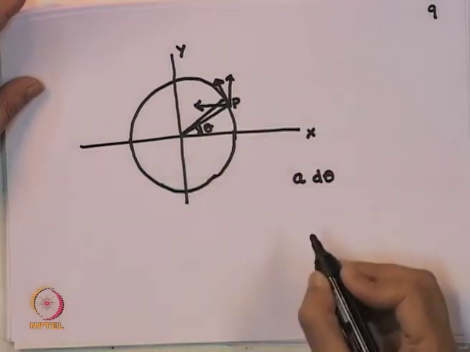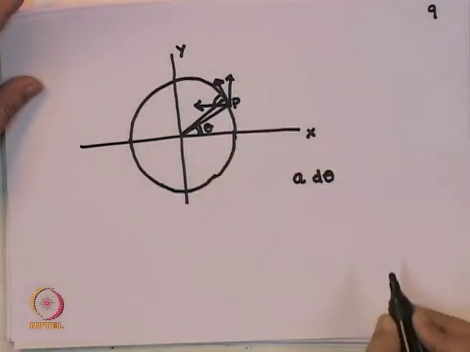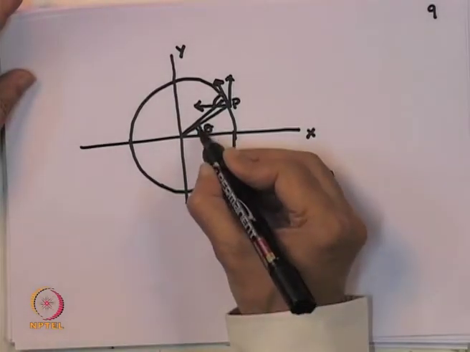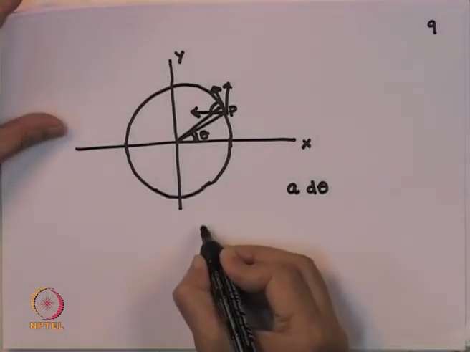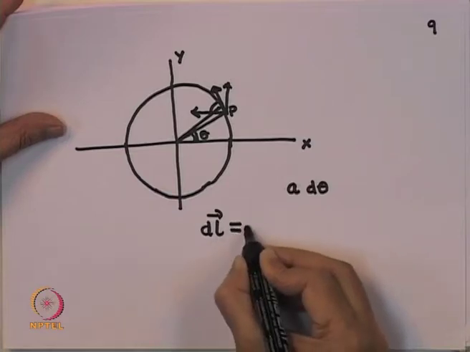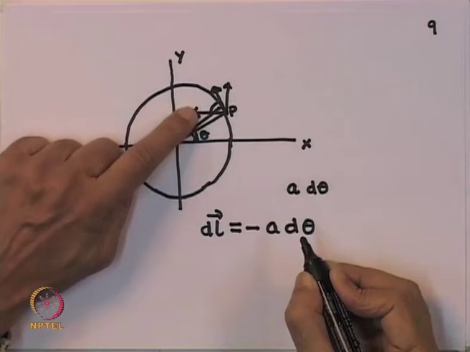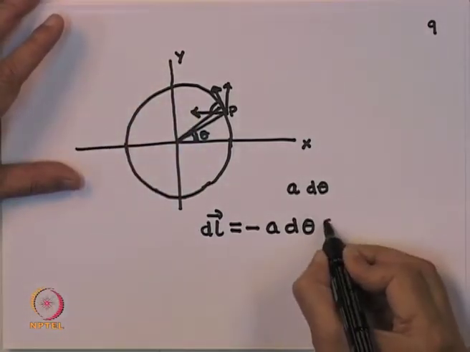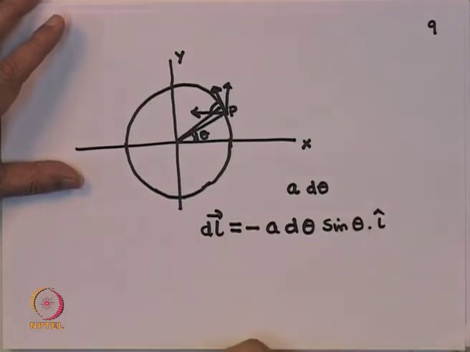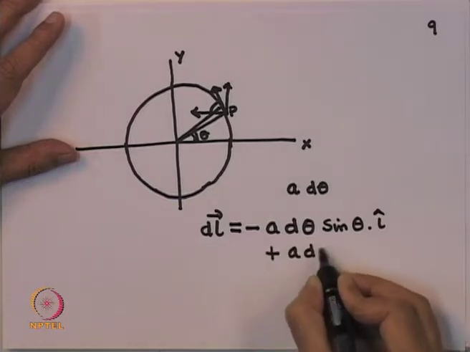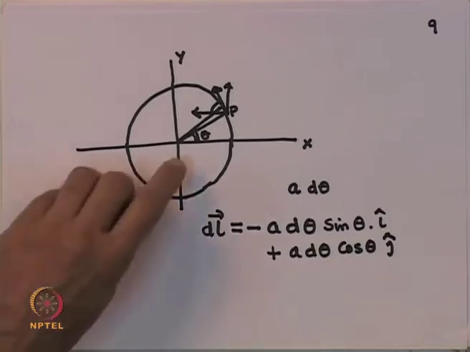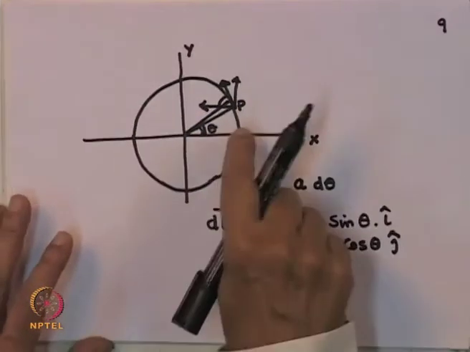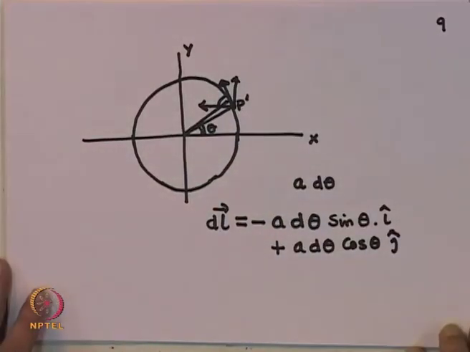Since this is the vector of magnitude a d theta, the x component is minus a sin theta, because this angle is theta, and hence this is 90 minus theta. So, my dl will be minus a d theta sin theta times i, minus because the direction of that component is along the negative x direction, and of course, a d theta cos theta times j, because the direction along the y axis is positive j. This is of course really not the point P, but the point, let me call it P prime, that is the position at which I have got the current element.